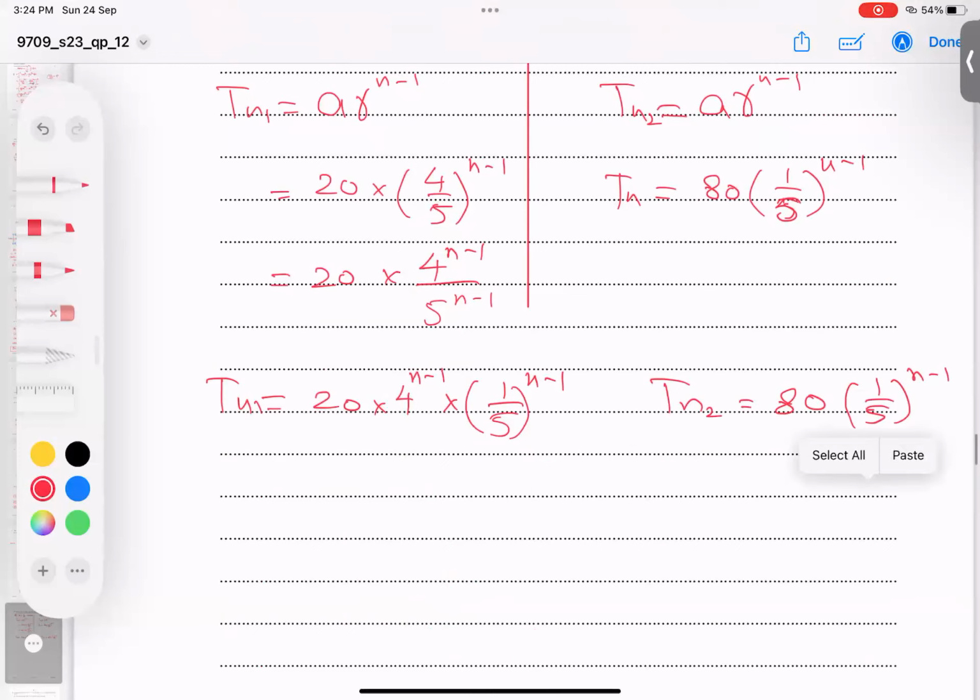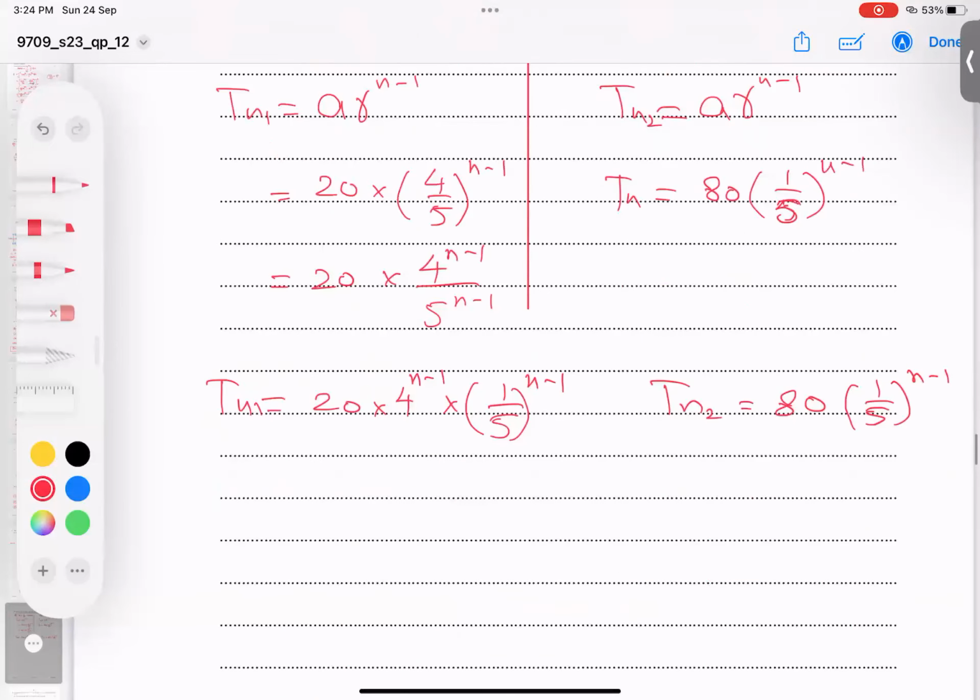I can do one thing. I can divide them. Okay. When I divide them, I can get it easily. Yes, I can divide it. The bigger value is here, so I'll write this up. And this is smaller, I'll write down.